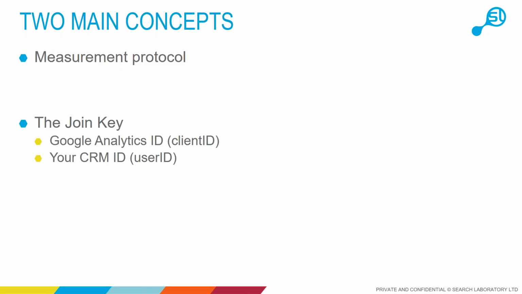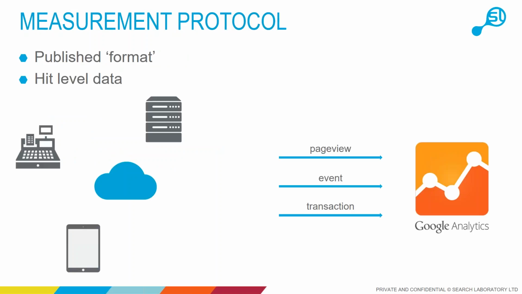The second concept is what I'll refer to as the join key. This join key relates to how you associate what goes on online with what goes on offline, and what you push in using the measurement protocol. There are actually 2 different methods you could use to tackle this concept. There's using the Google Analytics ID, which is something that the Google technology would give you, and the CRM ID, which comes from your software. I'll talk you through those later.